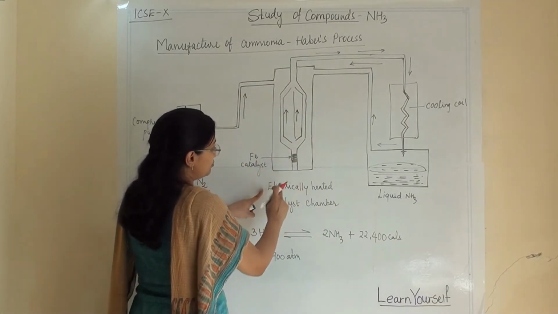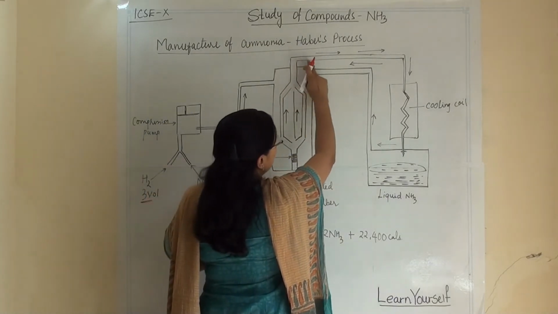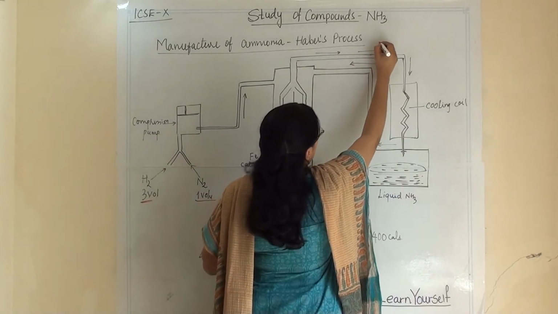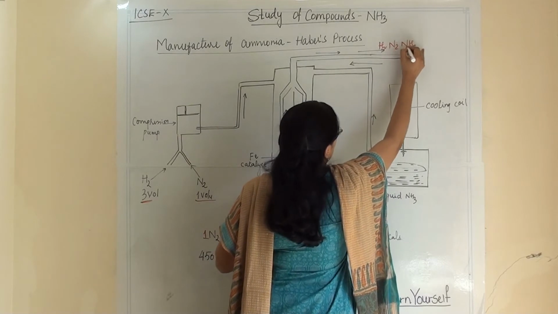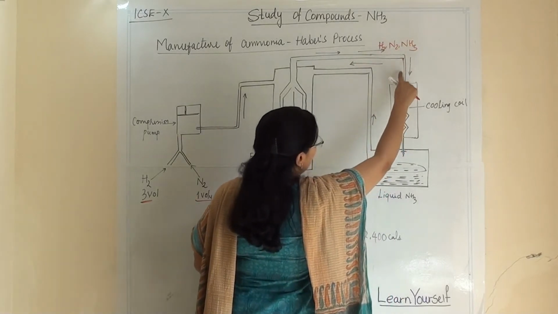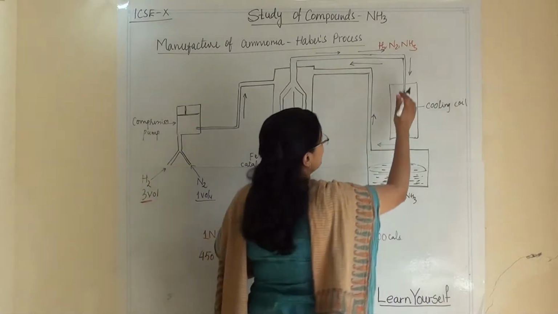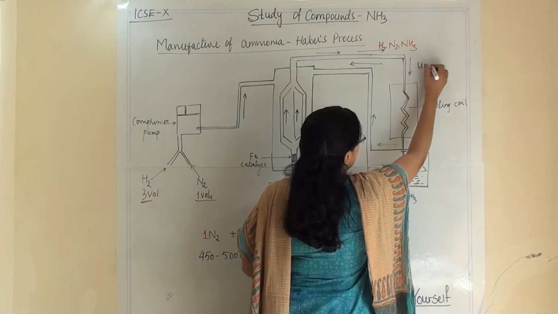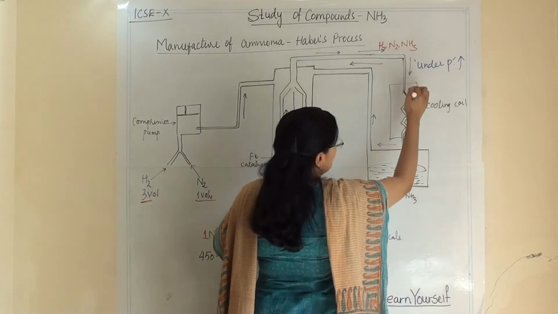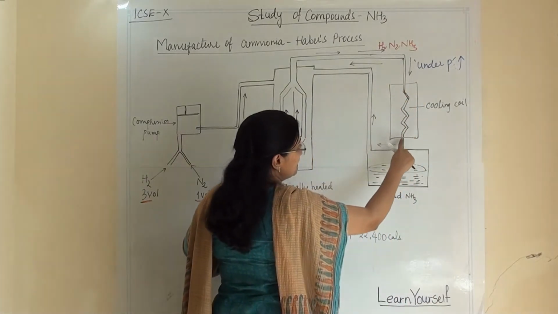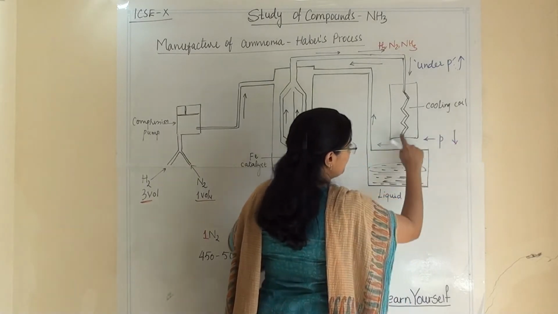It will pass through this Fe catalyst, and here we are getting a mixture of hydrogen, nitrogen and ammonia gas. All three will also pass through a cooling coil. Now, whenever they are passing from here, it is under pressure. So this pressure is very high. When it is passing through this cooling coil, the pressure is very low.